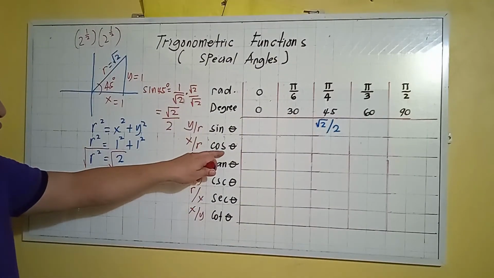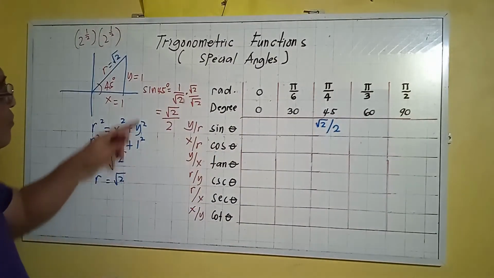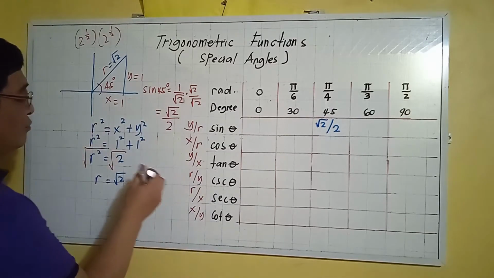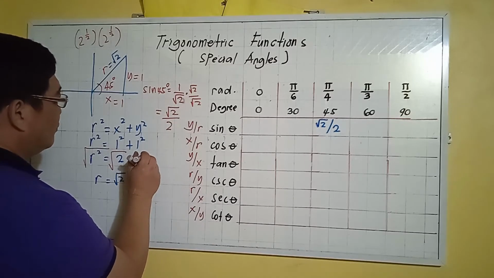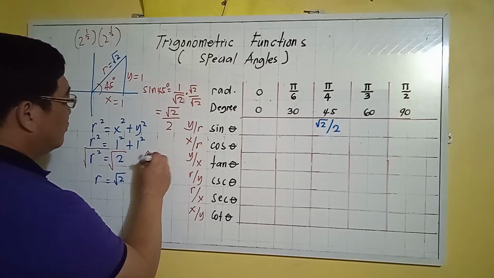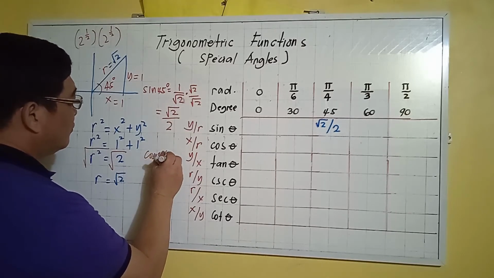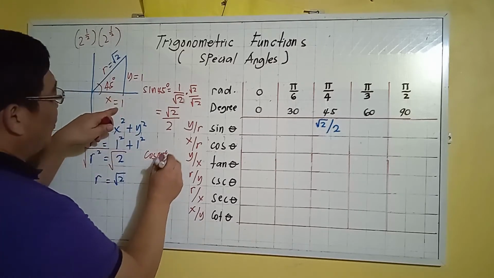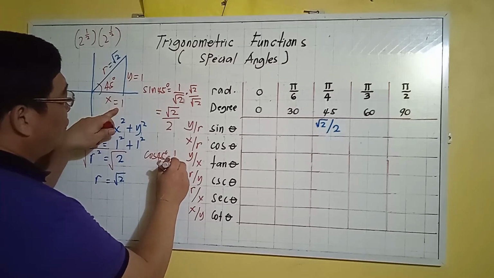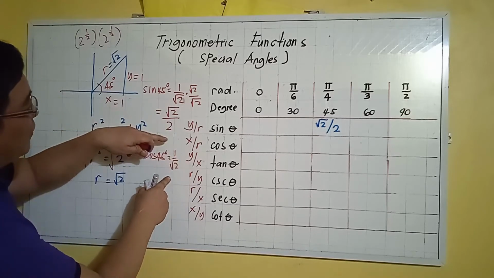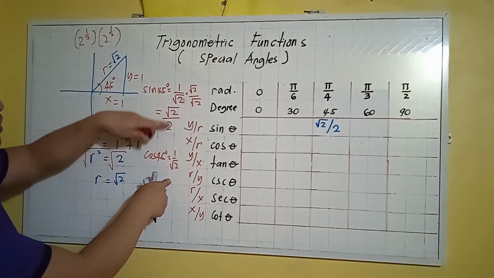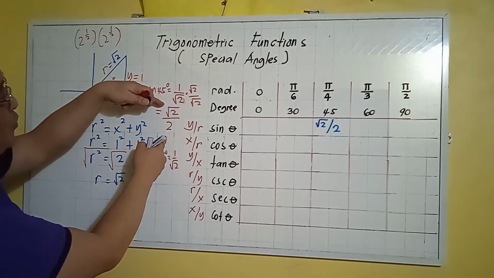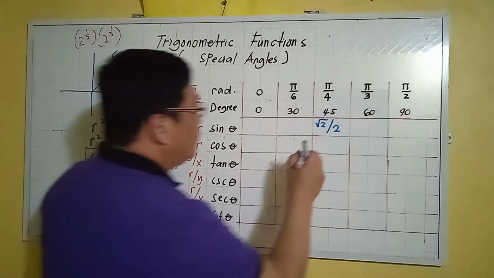How about cosine theta? Cosine 45 degrees is equals to x over r, and x is equals to 1 over square root of 2. So, ganun din mangyayari dito. Magiging katulad din ng sine 45, that is square root of 2 over 2.